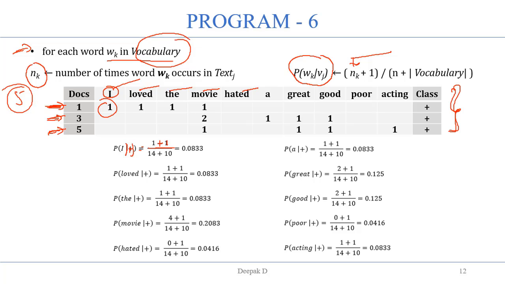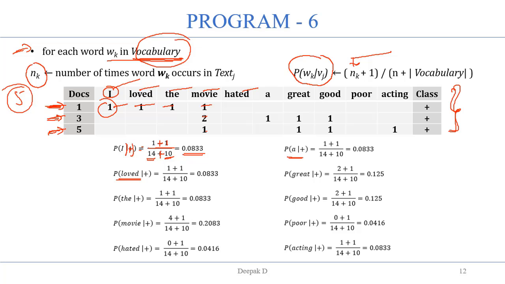divided by n, which is the total number of words present in your entire text document which belongs to the same class. If you count all these words, the total value is 14. So 14 plus the size of the vocabulary. What does the vocabulary consist of? Distinct words. There are 10 distinct words. So you compute this word, and you will receive this value. Similarly for A and also love. So you repeat the same thing for all the words which appear in the vocabulary.